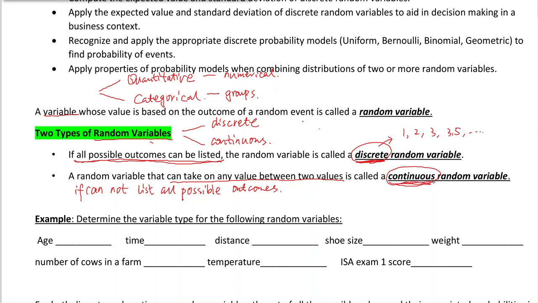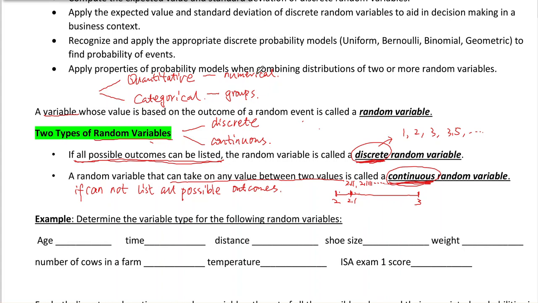But what about continuous? For example, you can take any value from 2 to 3. That means you may have 2.1, but you can also have 2.11, and you can also have 2.111. As long as you have more and more accurate results, you cannot list all possible outcomes between 2 and 3. There are many values between 2 and 3, so you cannot list all possible outcomes. Then it is called the continuous random variable.